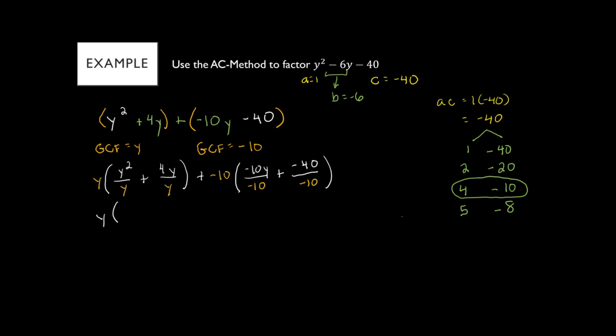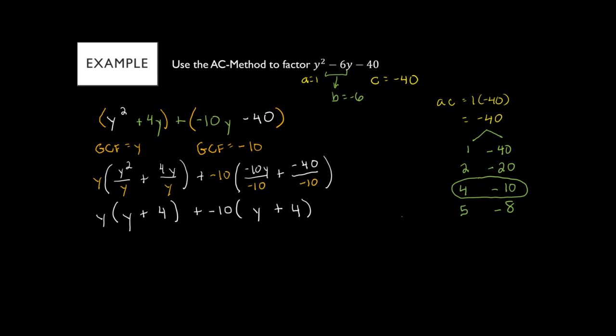Then we simplify. So the y stays outside, and then I'm going to be removing y from each of these fractions. Basically, if I have y squared, that's 2 y's, so one of them's gone. Then the y cancels out, and so I end up with y plus 4. Then I have y plus -10. And then I'm dividing these all by -10. So a -10 divided by a -10 is 1, so I'm left with just a y left over. And then -40 divided by -10 is a positive 4.